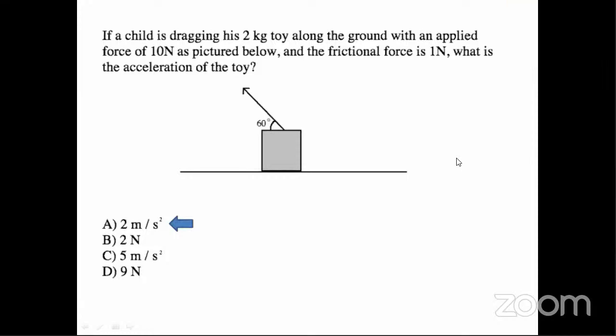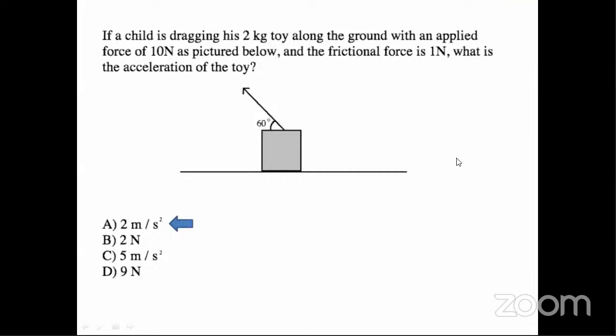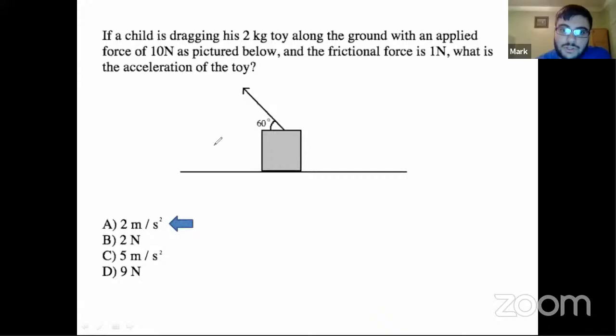A bit lost, but okay. Is there anything in particular that you... So how would I solve to find the value of the normal force? Okay, I'll show you, sure.